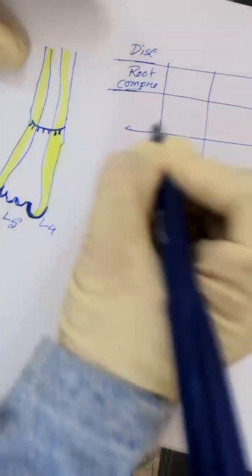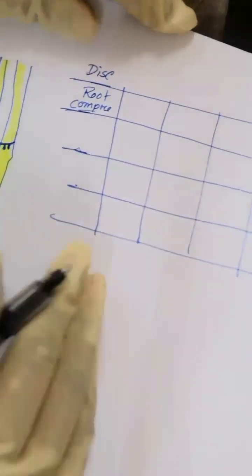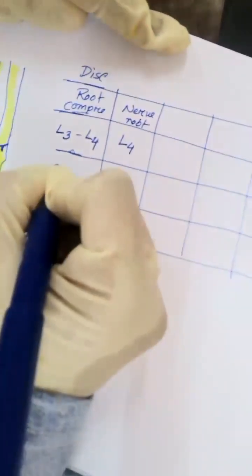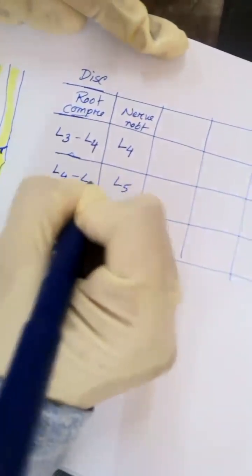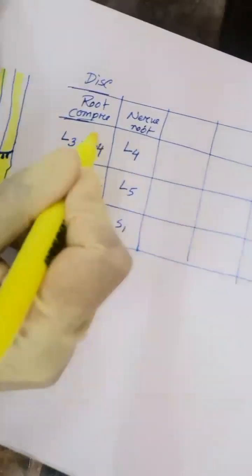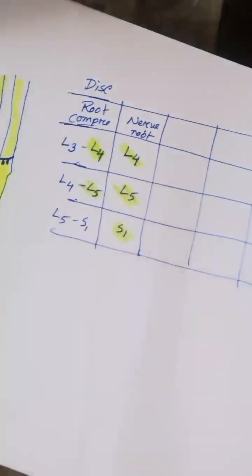Now, if they're asking about root compression, this is different. And if they're asking about the nerve root or nerve injury, which nerve, that is different. In case of L4, the root compression can be from L3, L4. For L5, the root compression is over L4, L5. For S1, the root compression will be L5, S1. That means the disc of the last vertebra is associated with the nerve root. Got it? First, know about this one, okay?